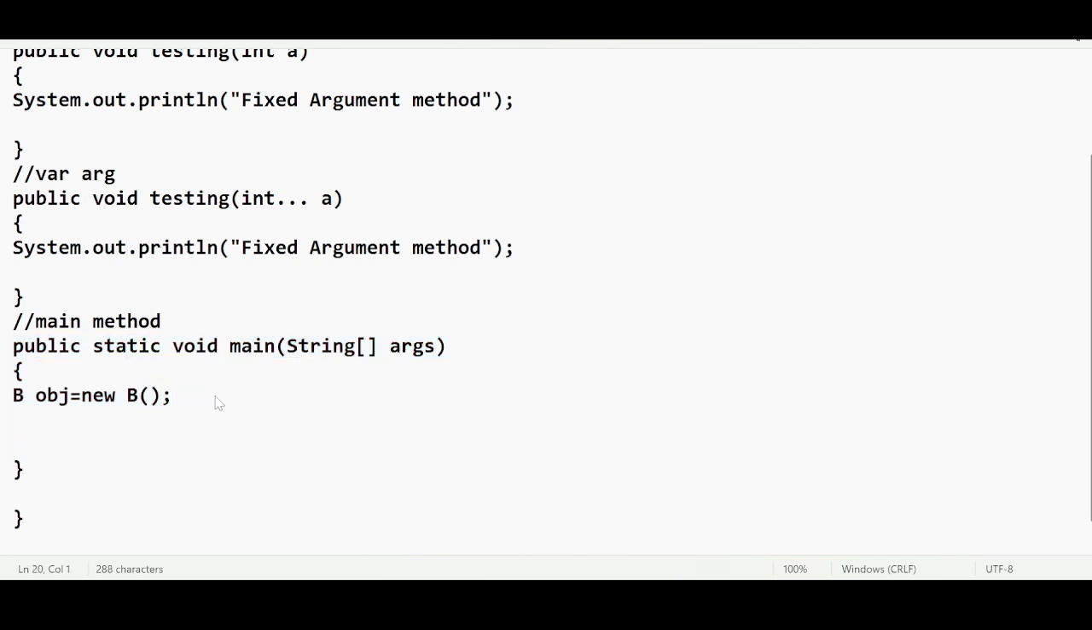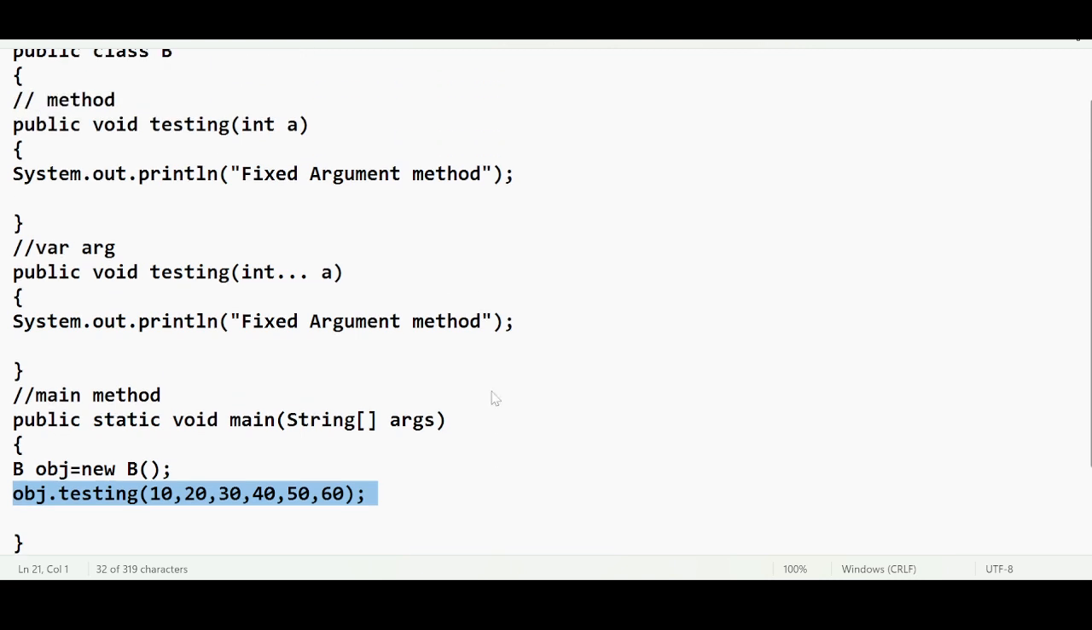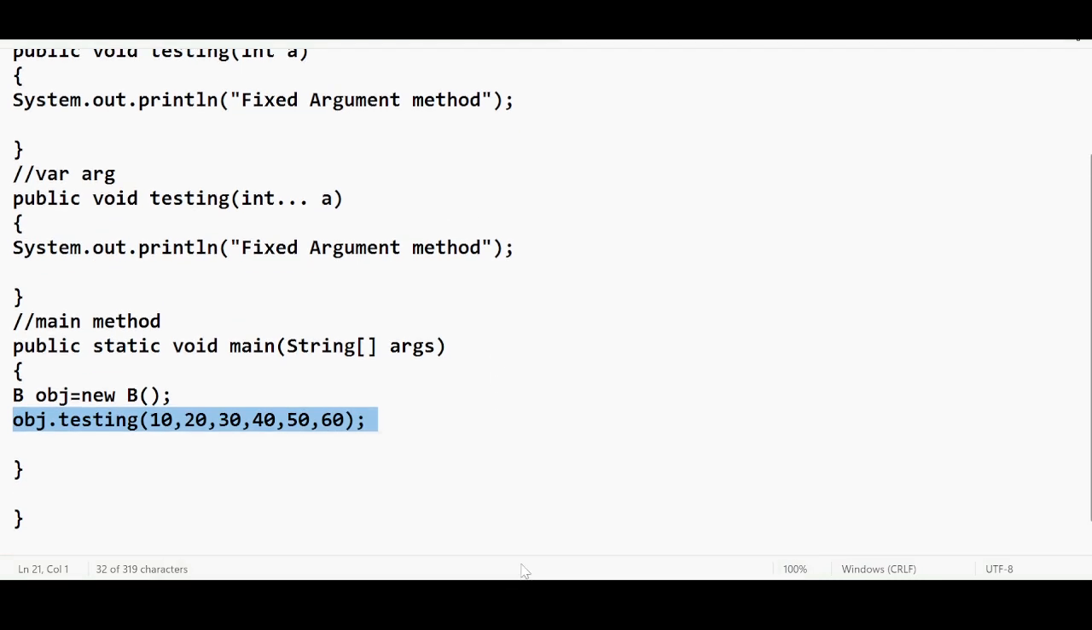Now I am calling obj dot testing. I want to call this variable argument method. How can I call this? Variable argument means you can pass any number of integer values. There is no limit for that. We can pass any number of integer values because it is of integer data type. So here I can pass 10, 20, 30, 40, 50, 60. When I do this, can you tell me what is the output now?